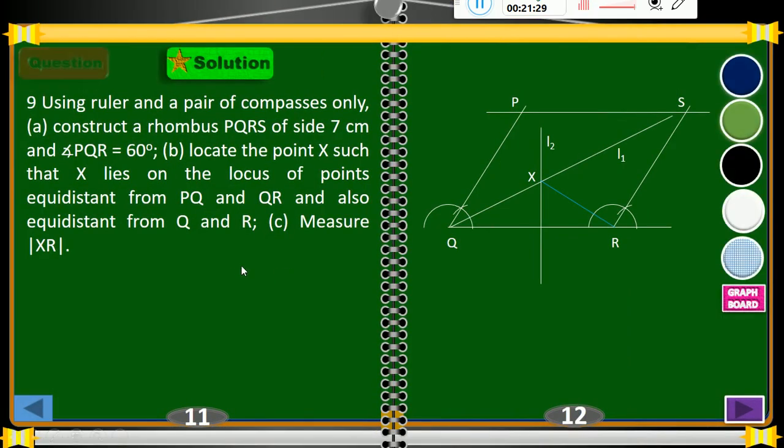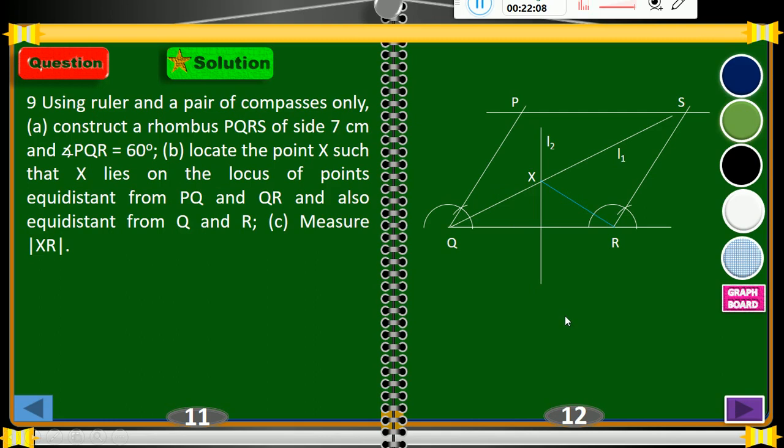We move straight to question number 9. Using a ruler and a pair of compasses only, construct a rhombus PQRS of side 7 centimeters and angle PQR is 60 degrees. B. Locate the point X such that X lies on the locus of the points equidistant from PQ and QR, and also equidistant from Q and R. Measure XR. So the first step to construction is to make a good sketch of what you are asked to construct. So now this is the sketch of what we expect to construct.